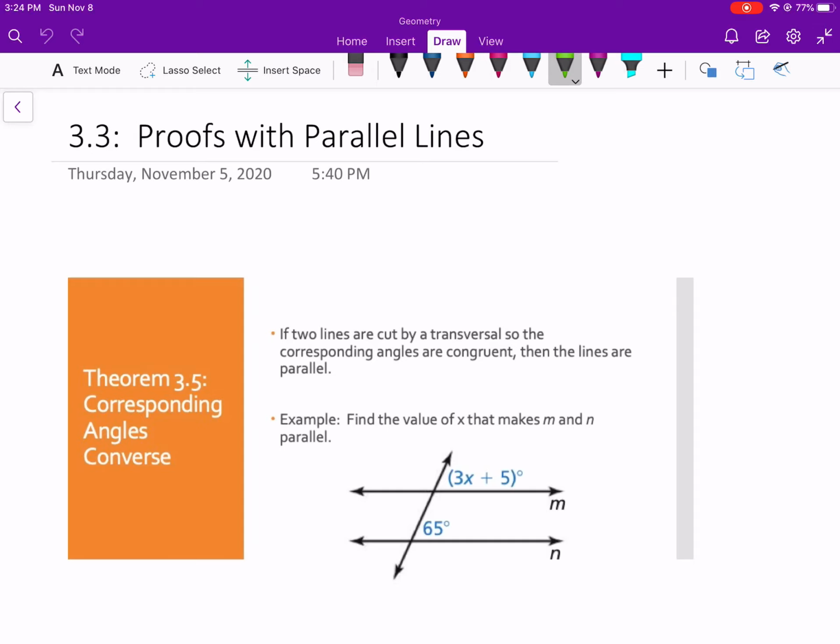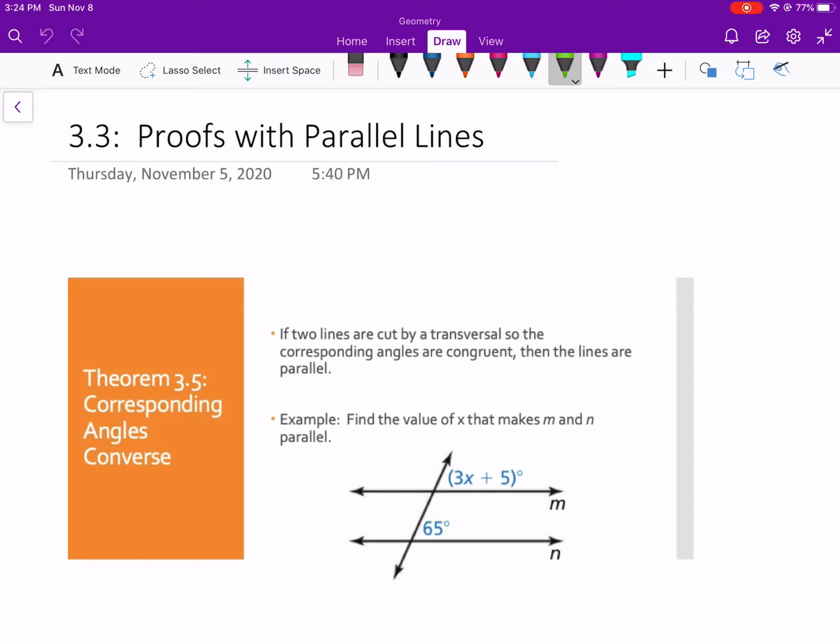Now in this lesson, what we're going to do is flip that and say, okay, what do these angles have to be in order for these lines to be parallel? So we're going to be talking about the converses today. The corresponding angles converse says if two lines are cut by a transversal, so the corresponding angles are congruent, then the lines are parallel.